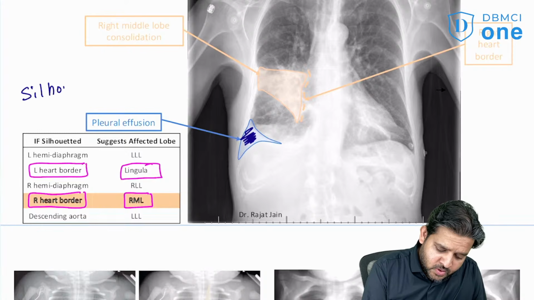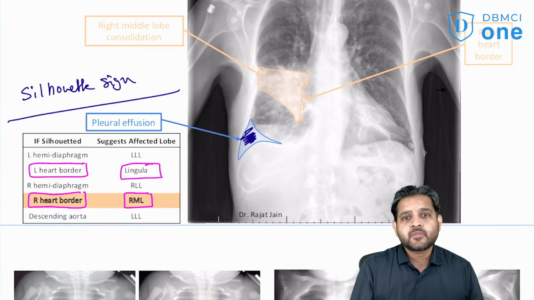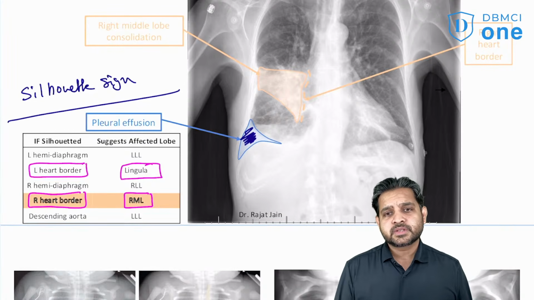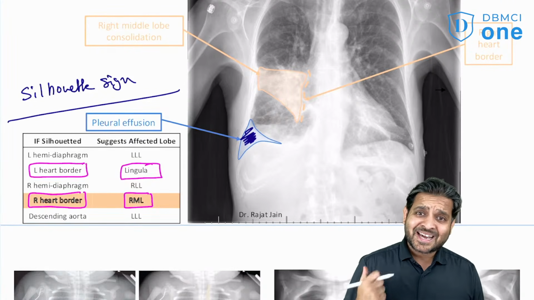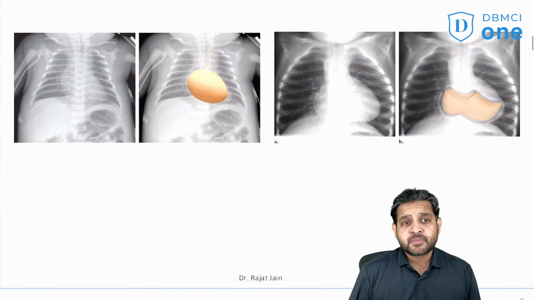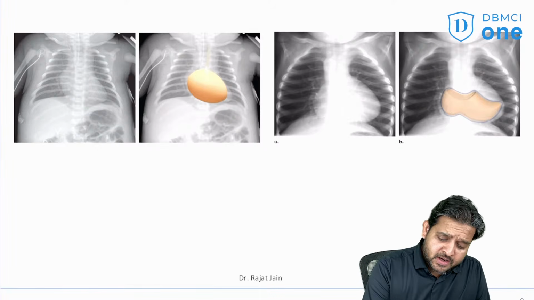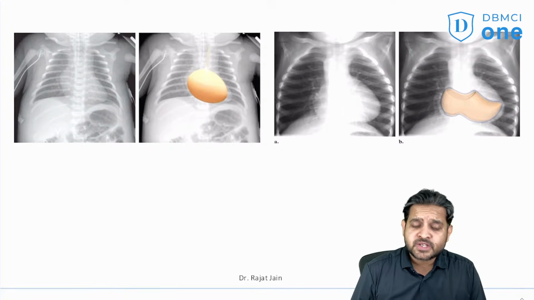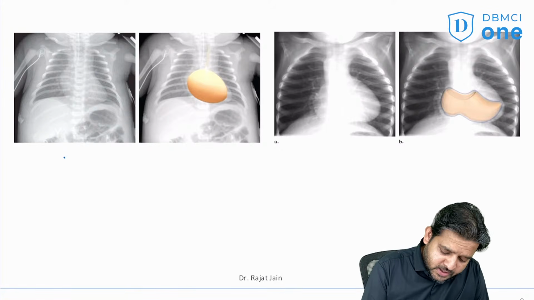Now who will tell me what this sign is called? This is called the Silhouette sign. Right? Now what are the other chest X-rays that are expected from you in the exam? The shape of the heart. The very important shape of the heart. So if these shapes are given, it is so easy for you. Now what is this shape called?